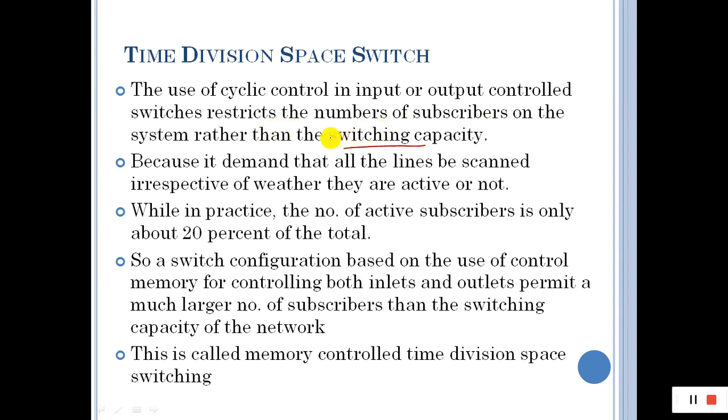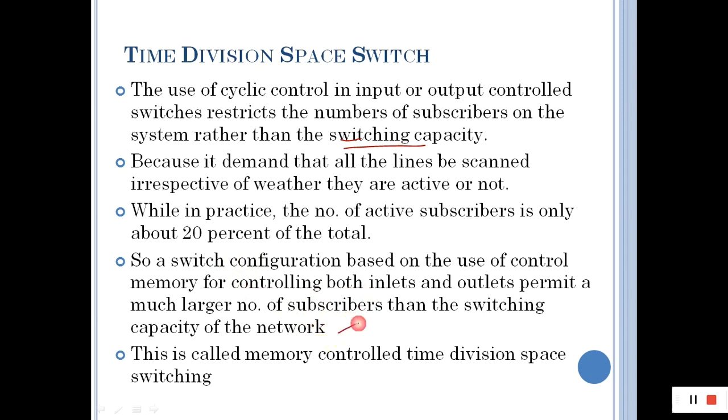It is not necessary to know which inlet or outlet is busy; the system scans all the inlets and outlets, while in practice the number of active subscribers is only about 10 to 20% at a time. So to find out the 10 to 20% active subscribers, we need to scan all the lines, which is of course time consuming. So a switch configuration based on the use of control memory for controlling both inlet and outlet permits a much larger number of subscribers than the switching capacity of the network.